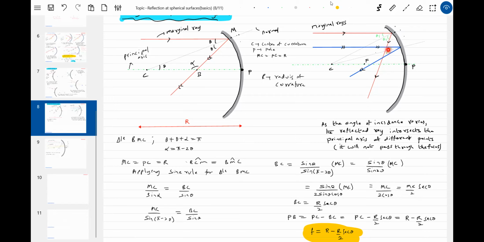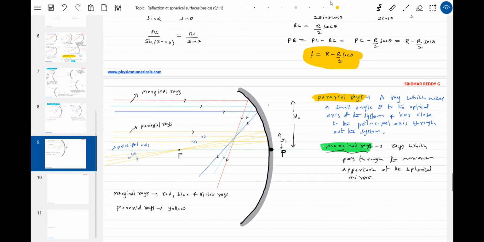If I give this vertical distance, then definitely it will be a marginal ray. Okay, got the idea, no? So there's a primary difference: Y1 will be very small for paraxial rays, Y2 will be some appreciable value. Y1 will be very small. Okay, there's one primary difference between the marginal and paraxial rays.